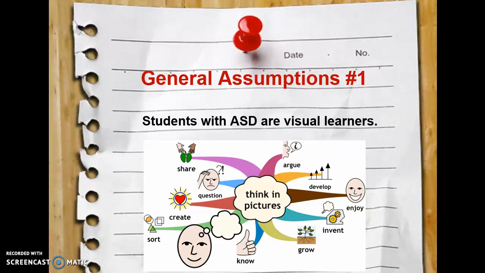Now, making assumptions isn't always a good thing, but there are some general assumptions that can be made when working with students that have ASD. Today, we'll review 3 of those general assumptions. General assumption number 1. Students with ASD are visual learners. Visual learners prefer using images and they see pictures in their mind instead of words. So think about it as being thinking in pictures.